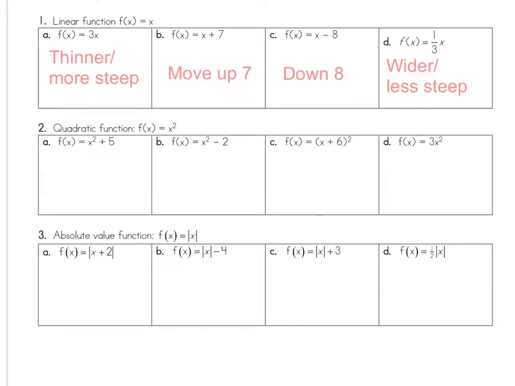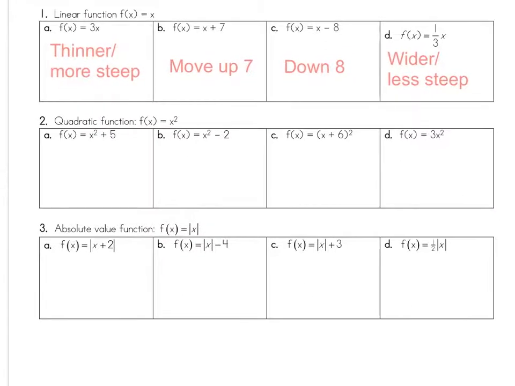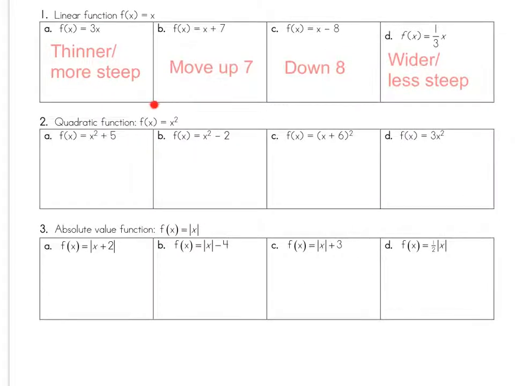Let's move on to the quadratic function, number 2. So it looks like we were given the parent function, which we should already know, but they gave it to us, yay. Part A looks like we're adding a 5 to the outside. So what does this mean? Well, it means that the function is going to move up 5.